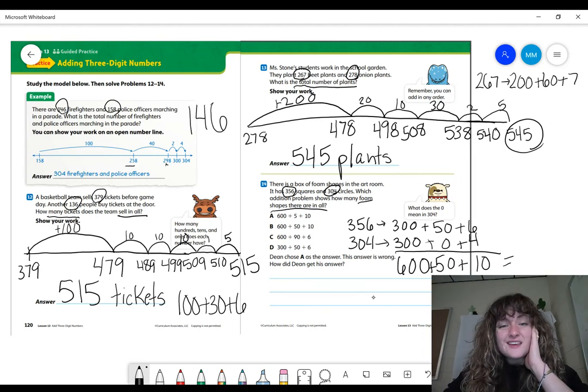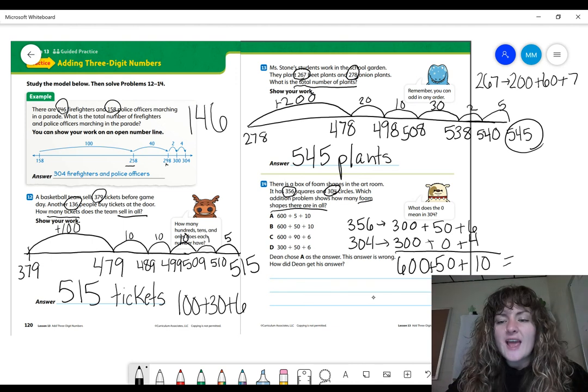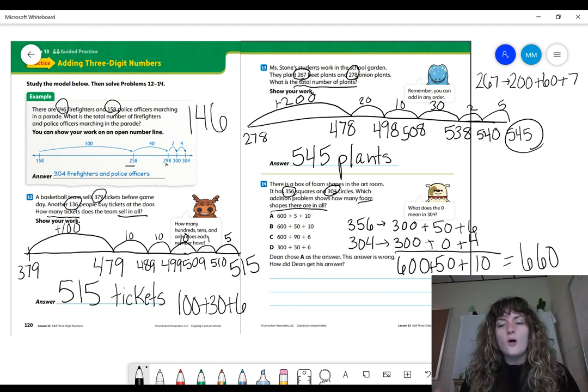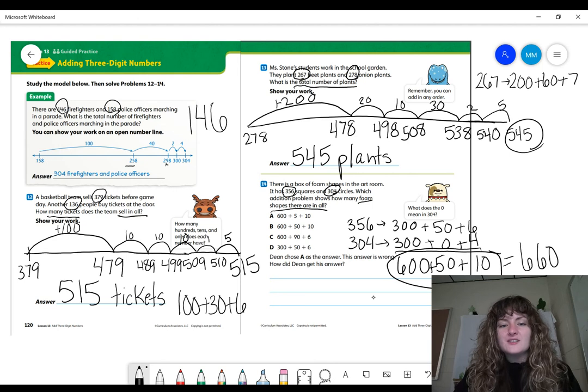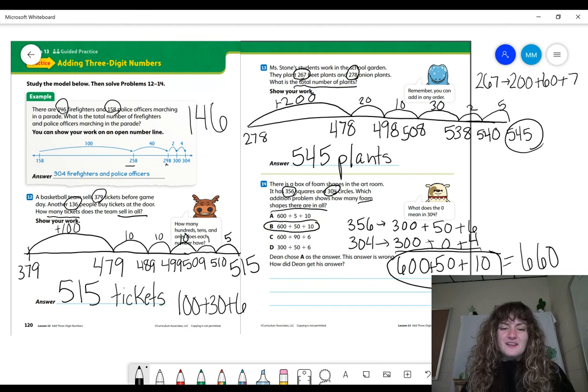Do you notice something? We don't have any ones in the ones place. We have a 10. So we have 600 plus 50 plus 10. What's 50 plus 10 more? 60. So that's our whole, but this is what we are looking at. So which option shows 600 plus 50 plus 10? Which option shows that? Letter B. Okay. It says Dean chose A as the answer.